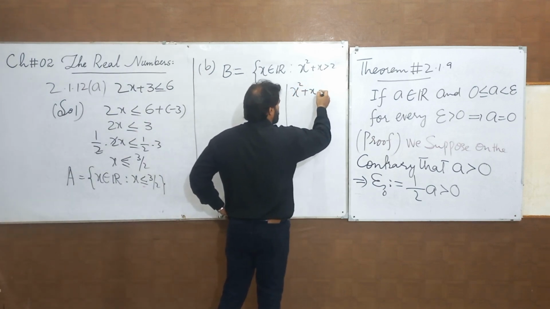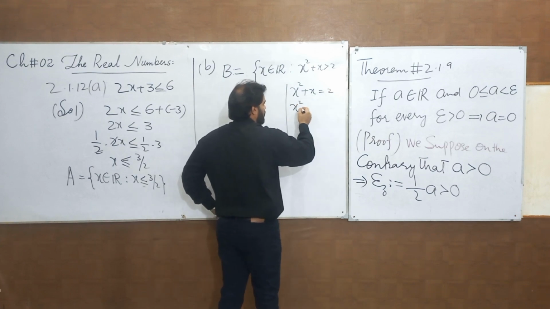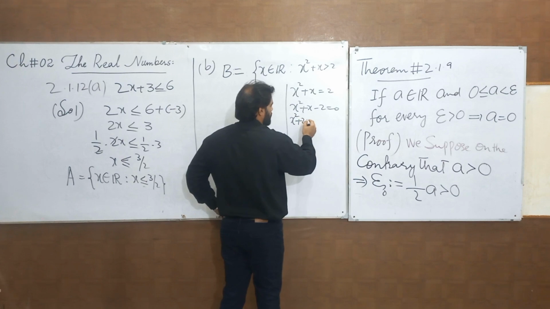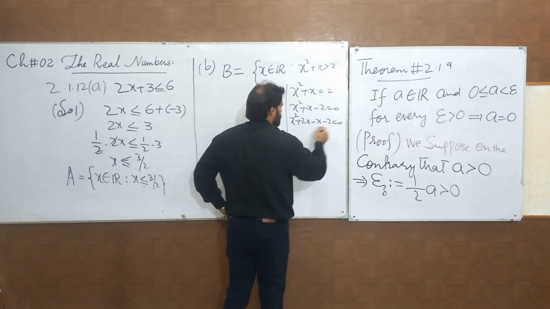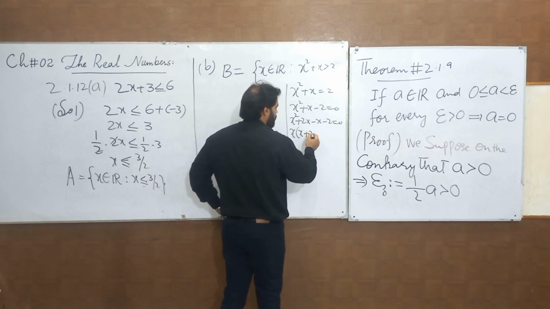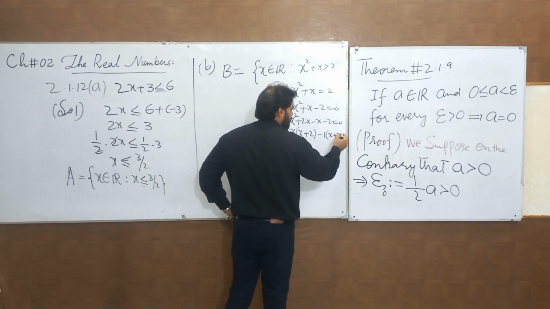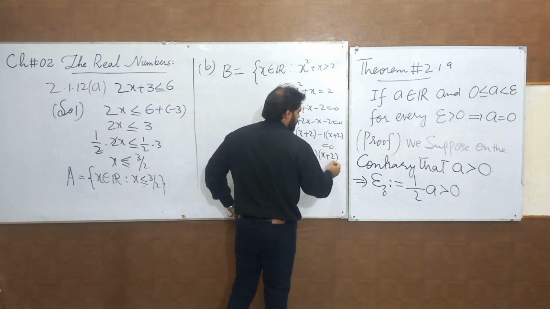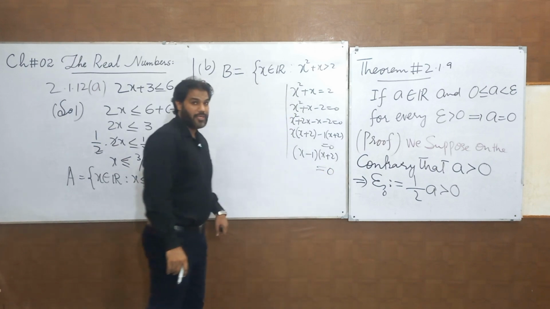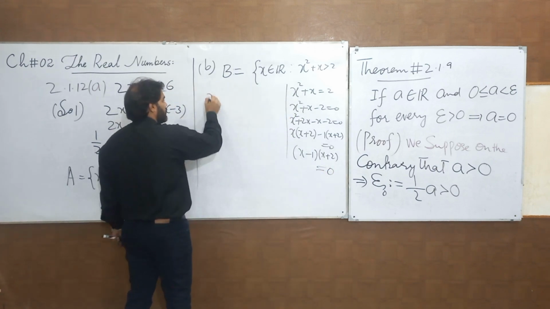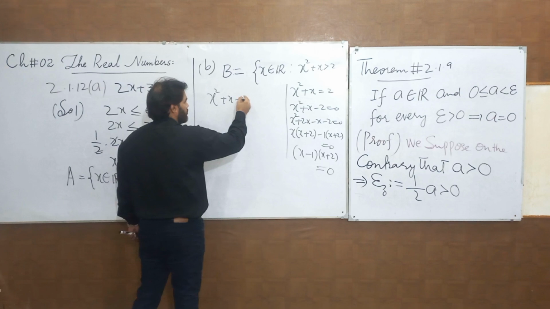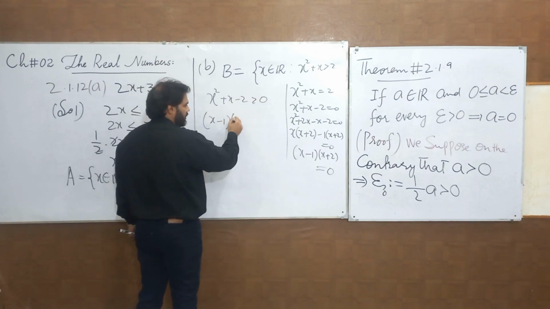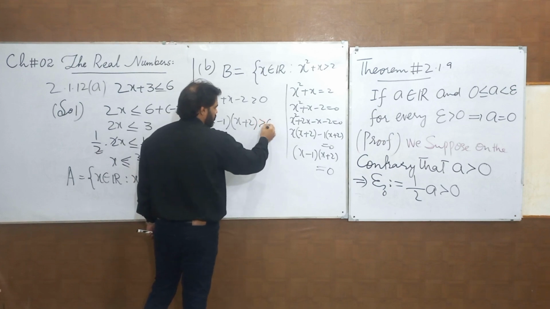Firstly, consider this quadratic equation. We make the factors of this equation. This is x square plus x minus 2 is equal to 0. x plus 2 times x minus 1 equal to 0. This is x minus 1 into x plus 2 equal to 0. So I can write this inequality x square plus x minus 2 is greater than 0, and the left side can be written as the product of the two factors.